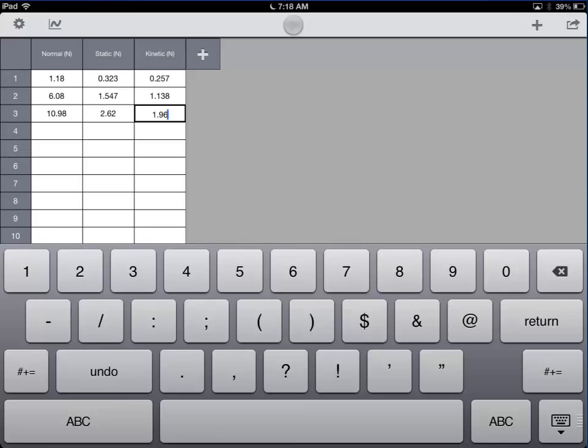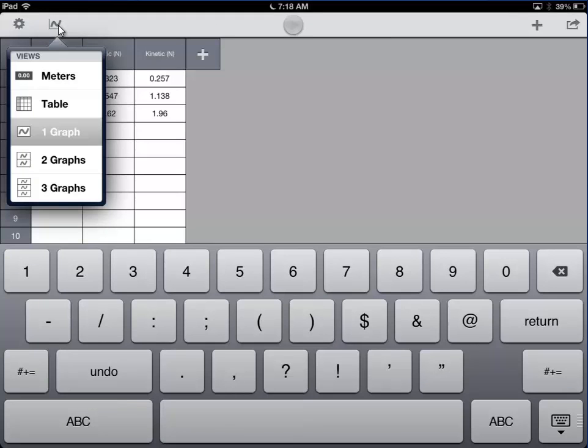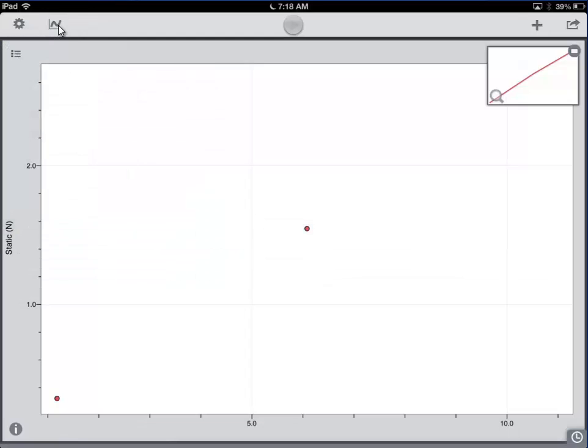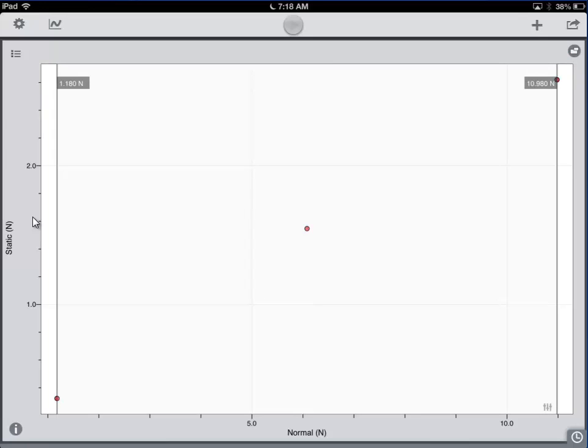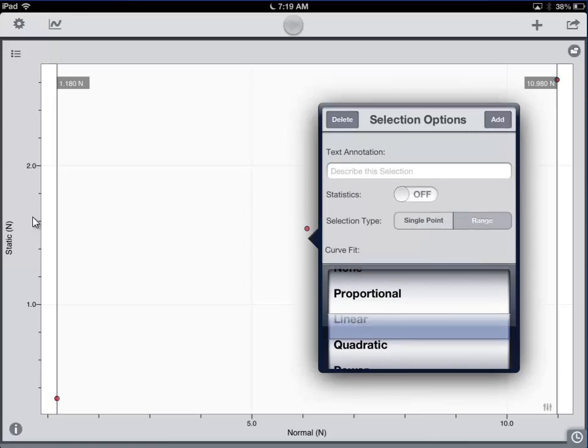And so then I wanted to see the graphs, so up here at the top I push the graph button and I say, okay, show me a graph of that. And then I have to tell it what I want to look at. So on the left side it's already got static, and I want to see that versus normal. Okay, so now it's got static versus normal, and you can see it plotted those 3 points. And if we take a look and highlight those 3 points, they look fairly linear, so I'm just going to do a curve fit, and I'm going to say linear.